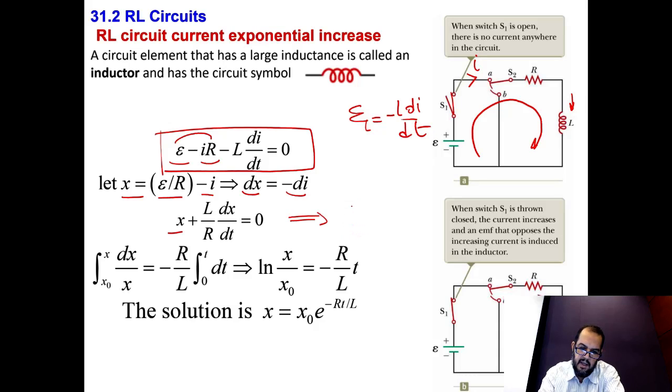So dx over x is going to be equal to minus R over L dt, and we integrate both sides. When we integrate both sides, the integral of 1 over x is log of x, and when we solve, this is the solution.